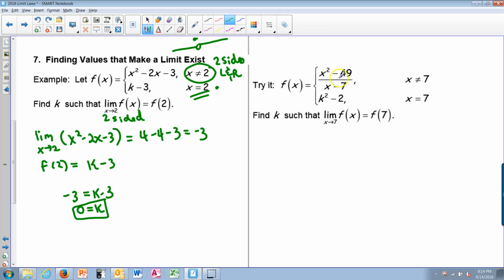For this next one, I'm going to do the same idea, the two-sided limit equal to the function value. Notice again that my left and right of 7 are both the top part of the piecewise function, and the bottom part of the piecewise function is just the dot. That means that for both sides of 7, I can simply find the limit of x squared minus 49 over x minus 7.